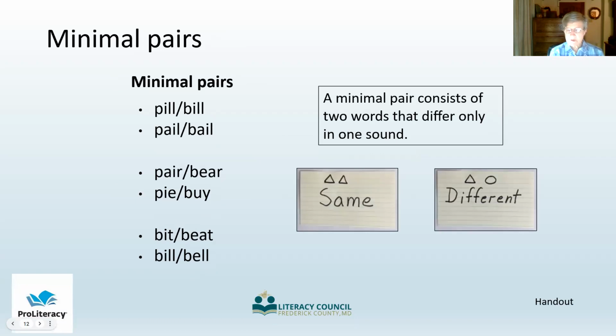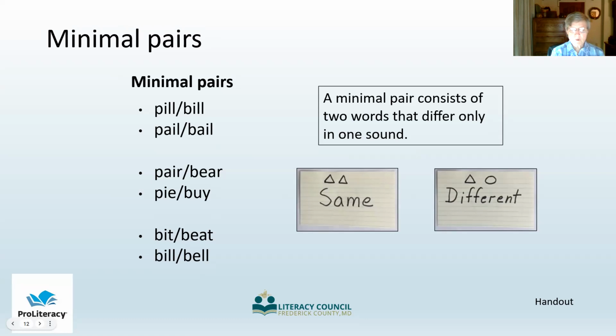Next thing we have is minimal pairs. This is a technique often used to help ESL students hear the difference between two sounds so that they can then produce the sounds. A minimal pair consists of two words that differ only in one sound. Minimal pairs have to do with the way the word sounds and not necessarily how it's spelled.